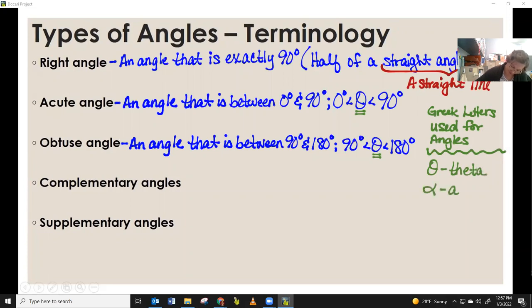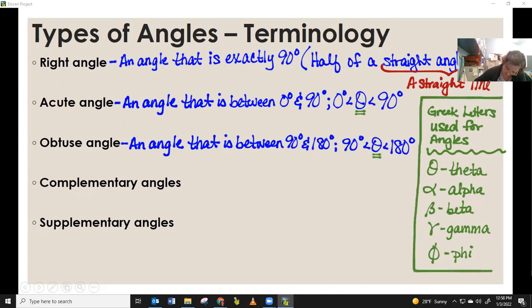A lot of times you'll see alpha. We'll use beta quite a bit. So hopefully you're familiar with those three. There's two others that often get used as well. They are gamma and phi. So those are some of the more common Greek letters that we will use for our angles. And I wanted to take a moment to talk about those because as they show up in different problems, I didn't want them to take you by surprise.